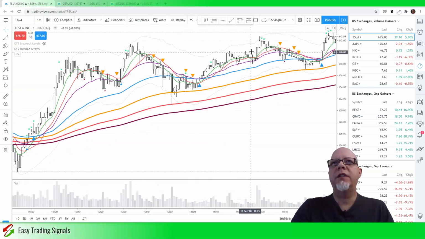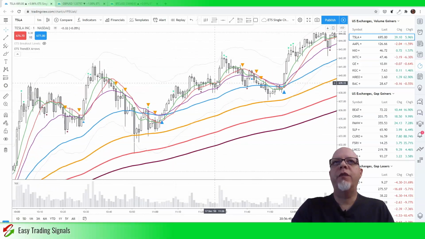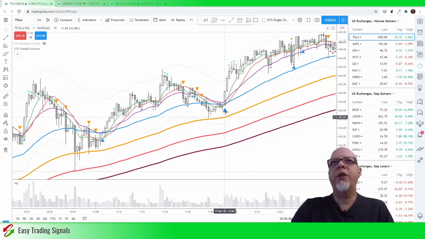Nice simple move up here. Warning that it's going to bounce, and it does in fact do that. And then once again at the top there, warning for you to get out. And this potentially, also touching the Keltner channel at the top. And then once again, beautiful trade over here.